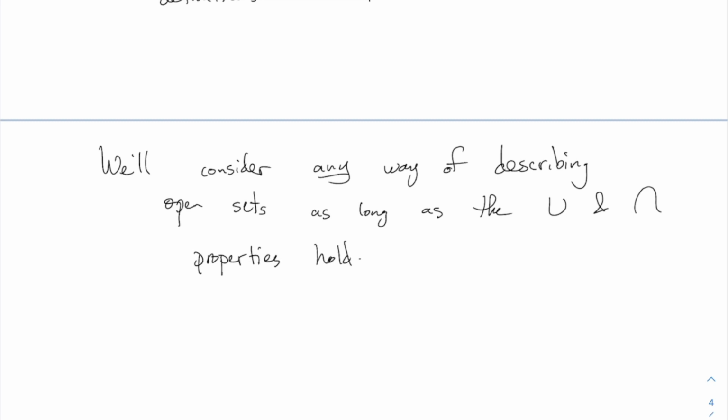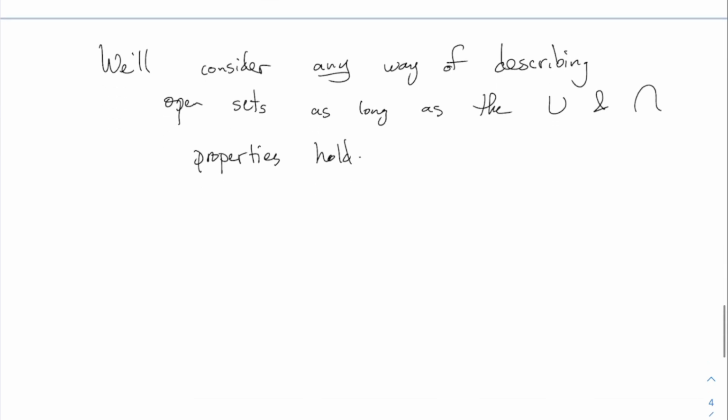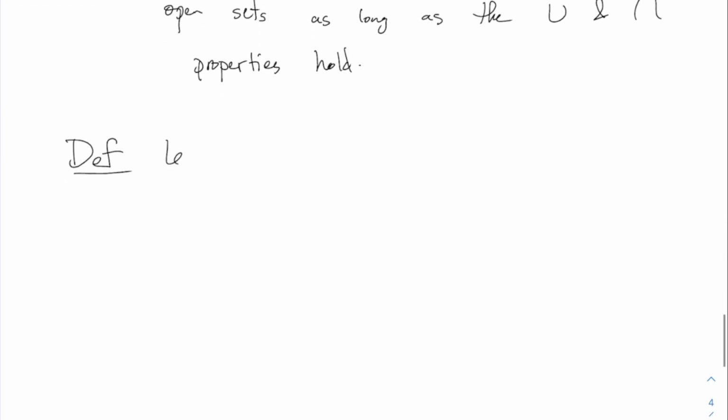All right, so I'm going to give you what you could consider topological axioms, just in the same way as group theory axioms. But I'm going to write this as my official definition here. So I'm going to say let X be any set. You can imagine that X is like R or R2 or something like that, but really it could be anything.